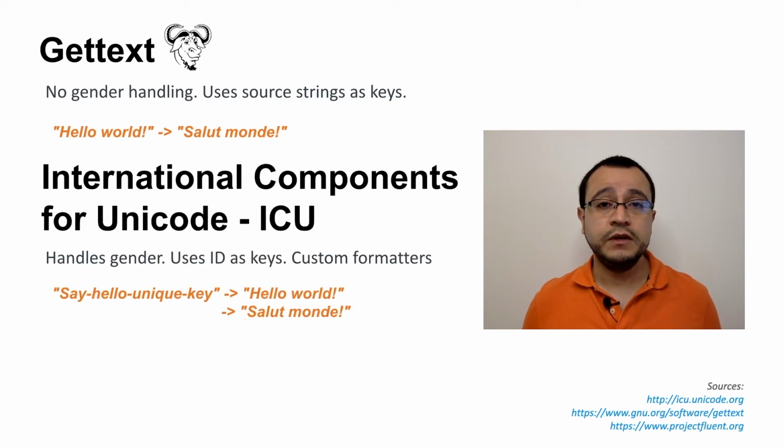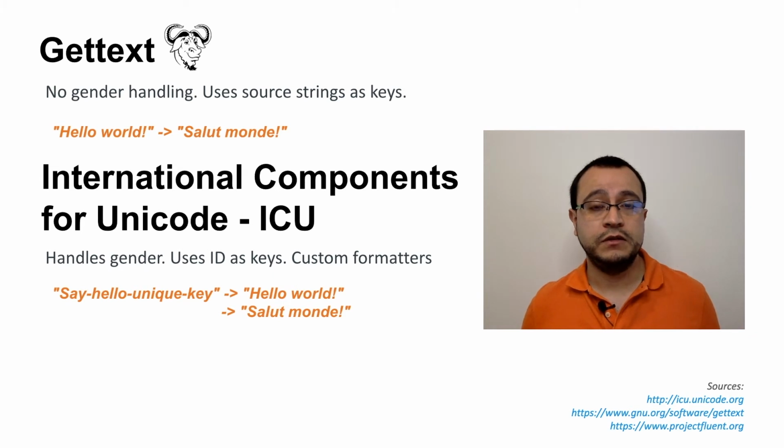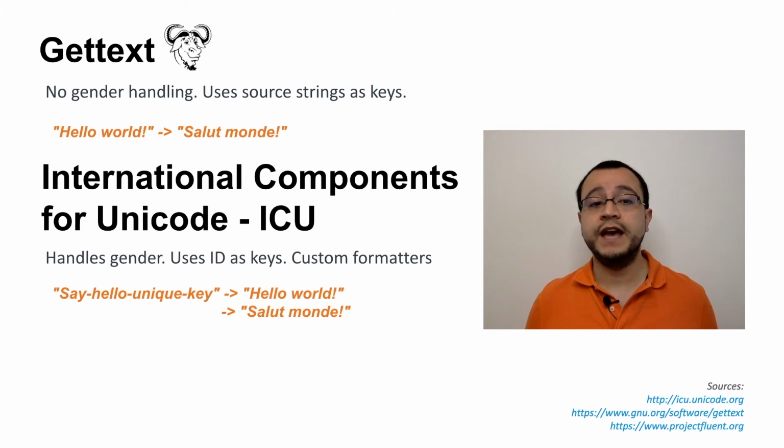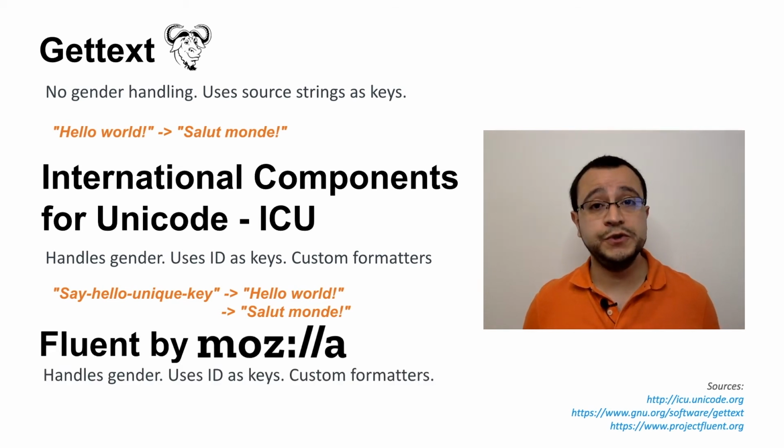For ICU, it does handle gender, but unlike Gettext, it uses IDs as keys. These are often referred to as monolingual catalogs, as they only store the identifier and the target language. They also provide custom formatters. Following the same example as before, we have the ID say hello unique key, and then we have the target value hello world in English and Salut Monde in French. Fluent also handles gender, also uses IDs as keys, and also provides custom formatters, and on top of this, it addresses specific things for the modern web.